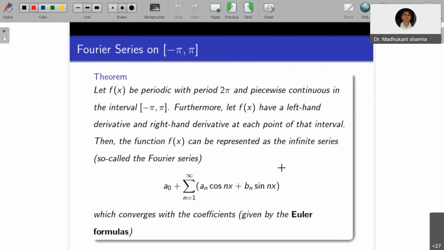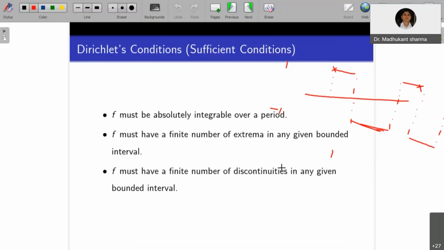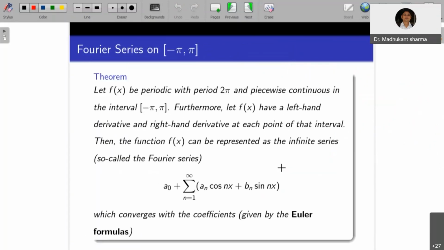Okay, so with these conditions, we now have the final result, that f can be represented in terms of that infinite series. Then we will try to answer the question whether, for every value of x, f of x is equal to this or not. That we will try to answer. So here is the statement. It's very clear now. It is a Fourier series on minus pi to pi.